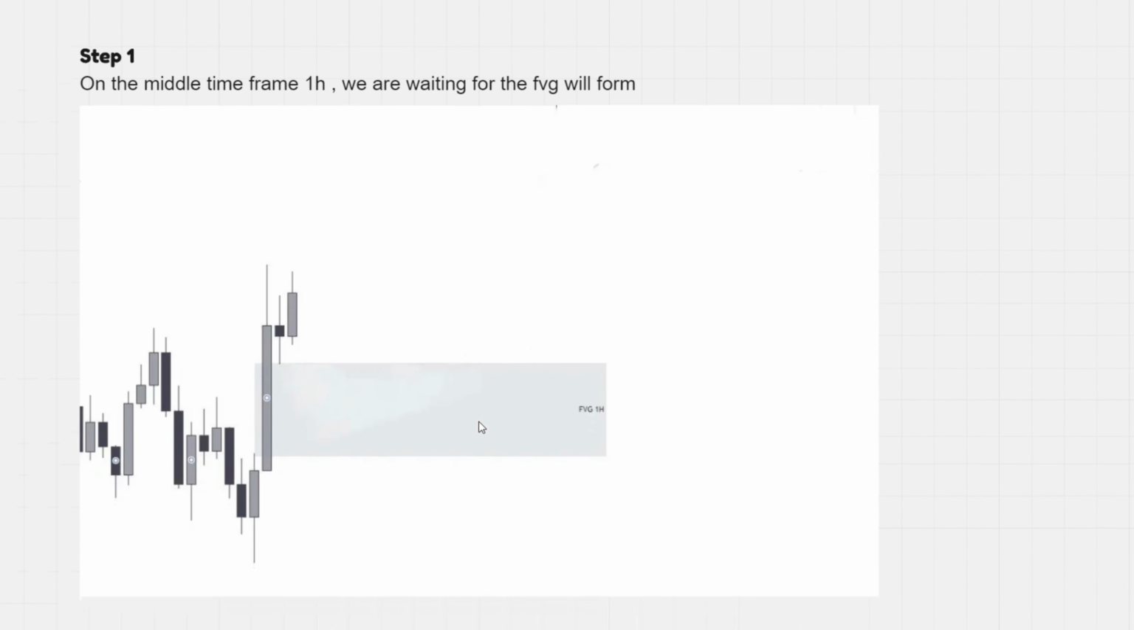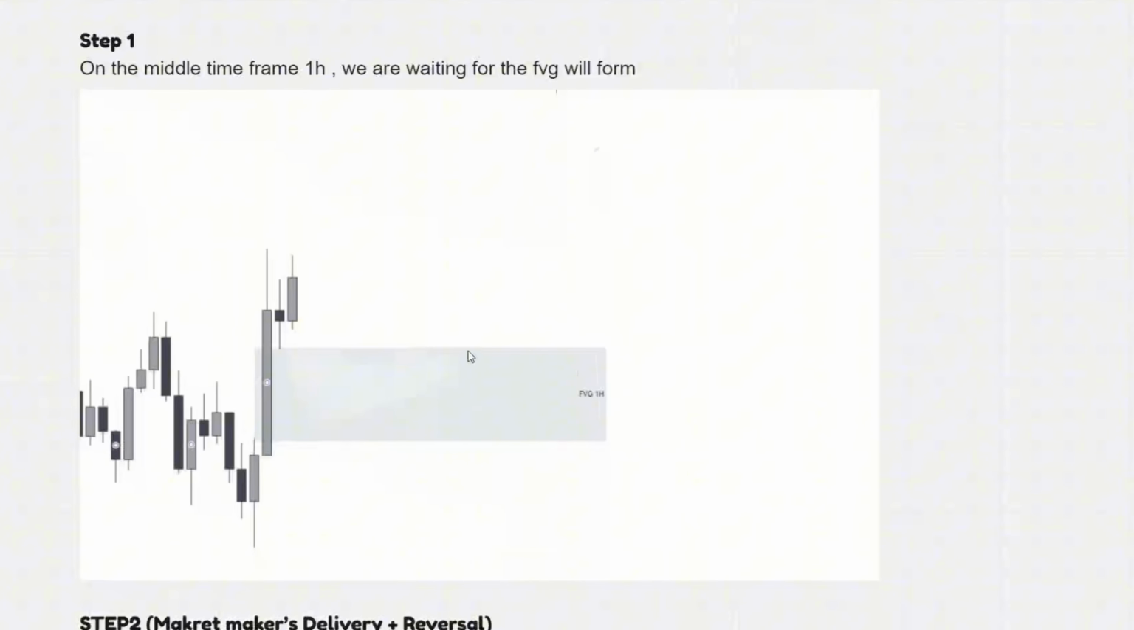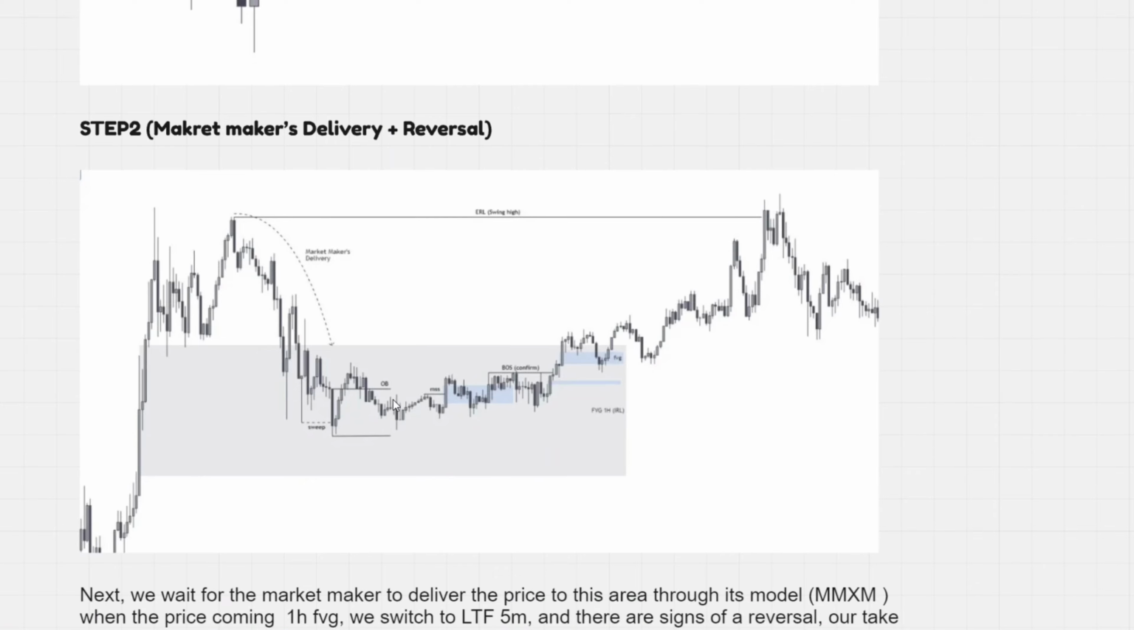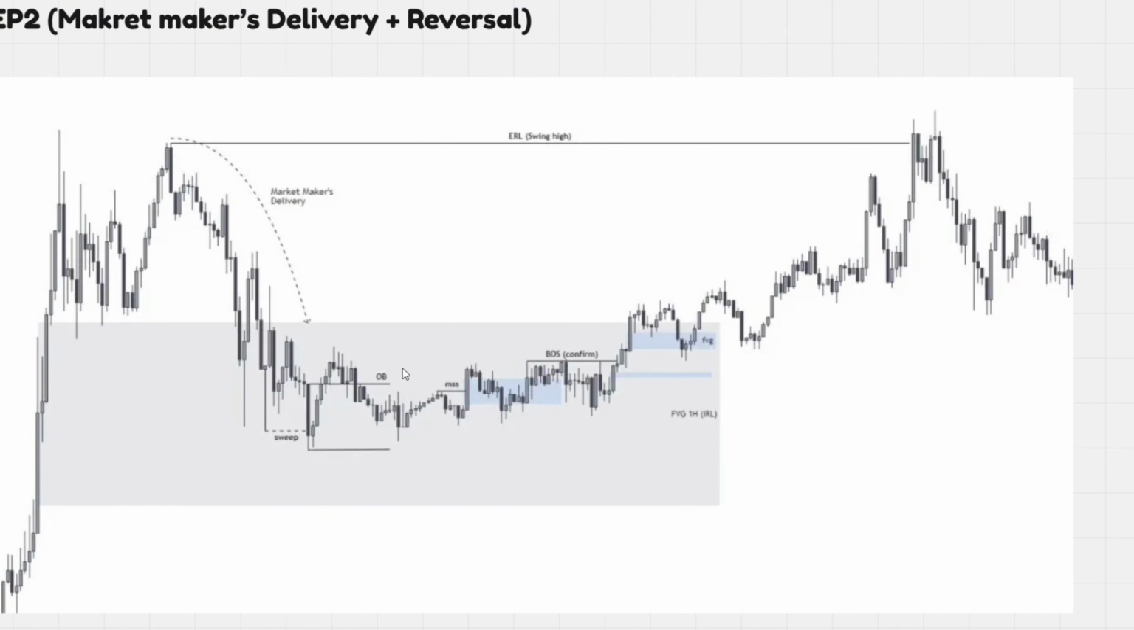And now let's talk in more detail. Step 1. On the middle time frame, it can be 1-hour or 4-hour, we wait for a fair value gap to be formed. Step 2 is we wait for the market maker to deliver price to this zone, and our task is to identify signs of reversal. In this example, we can see that price filled the gap. And when price fills the gap, our task is to identify signs of reversal.